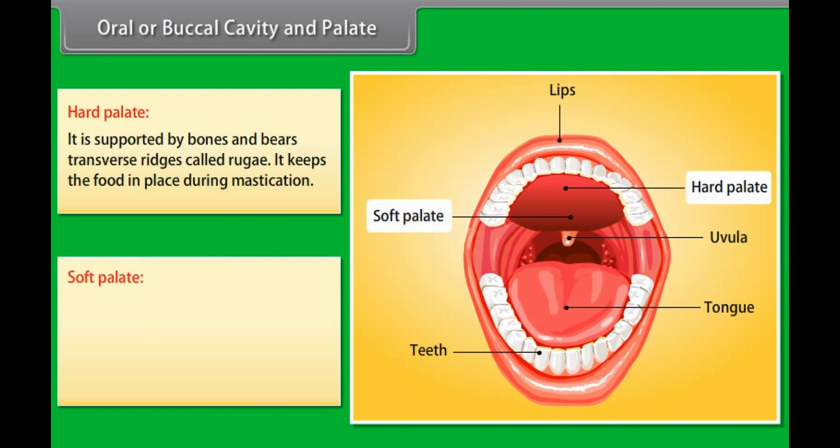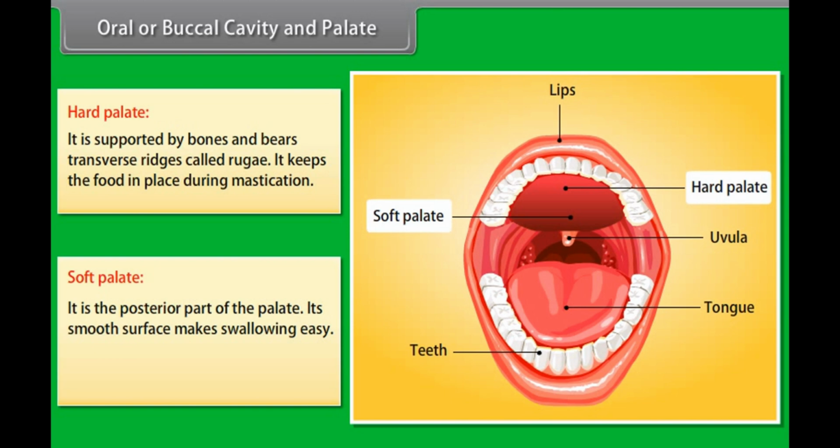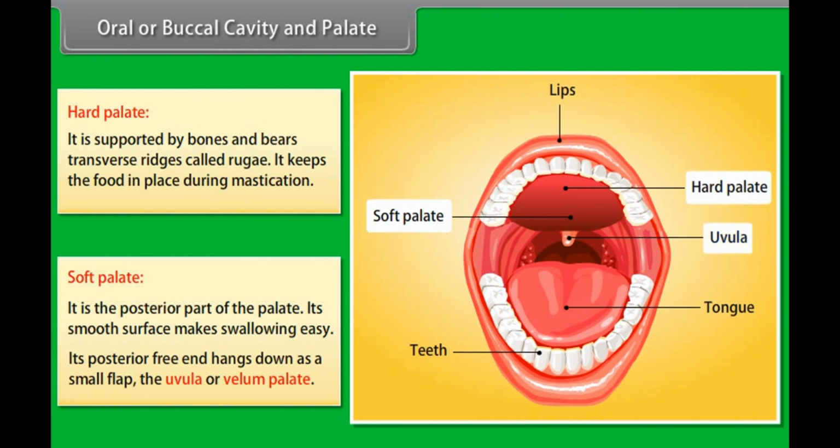Soft palate. It is the posterior part of the palate. Its smooth surface makes swallowing easy. Its posterior free end hangs down as a small flap, the uvula or velum palati.